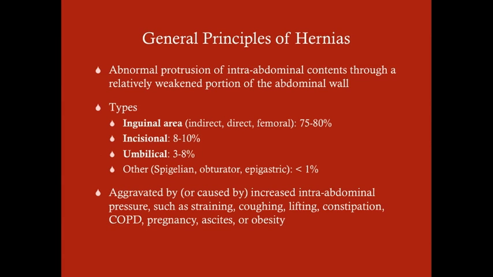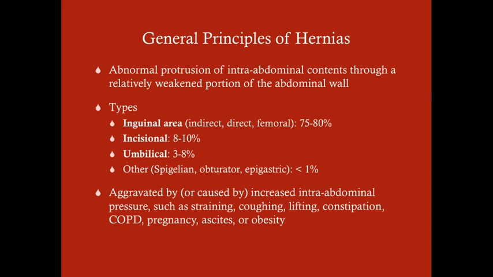Alright, so some general principles of hernias. They are an abnormal protrusion of intra-abdominal contents through a relatively weakened portion of the abdominal wall. Now note that I said relatively weakened portion of the abdominal wall. I didn't say an obliterated portion.